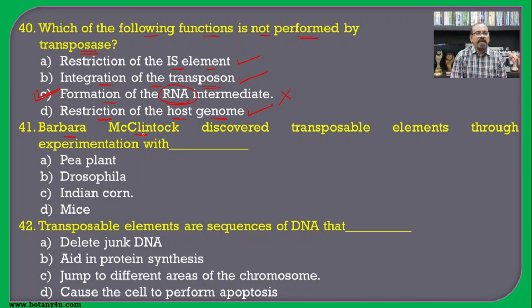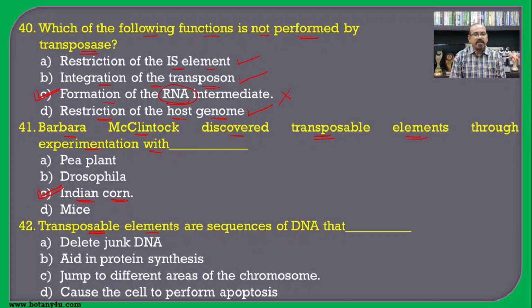Then Barbara McClintock discovered the transposable elements through experiments with. Even for your kind information, Barbara McClintock for this discovery about the transposable genetic elements or the jumping genes was awarded the Nobel Prize. And she carried out the experiment with the help of Indian corn, and hence C is the correct answer.